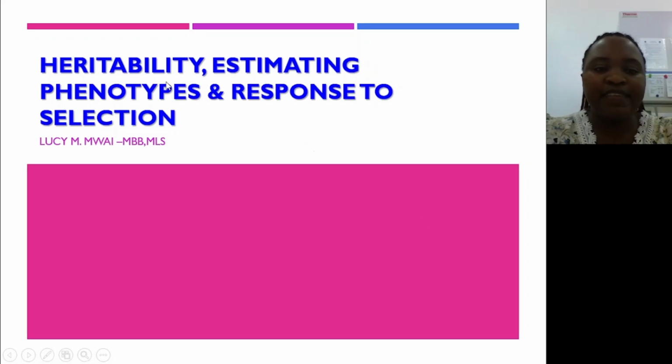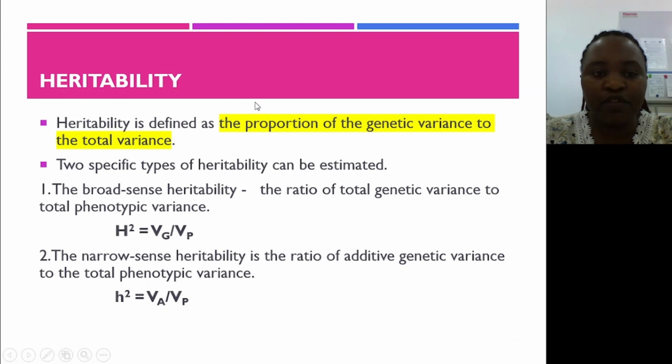Let us look at heritability, estimating phenotypes, and response to selection. Heritability can be defined as the proportion of genetic variance to the total variance. So heritability, we can define it as the proportion of the genetic variance against the total variance.